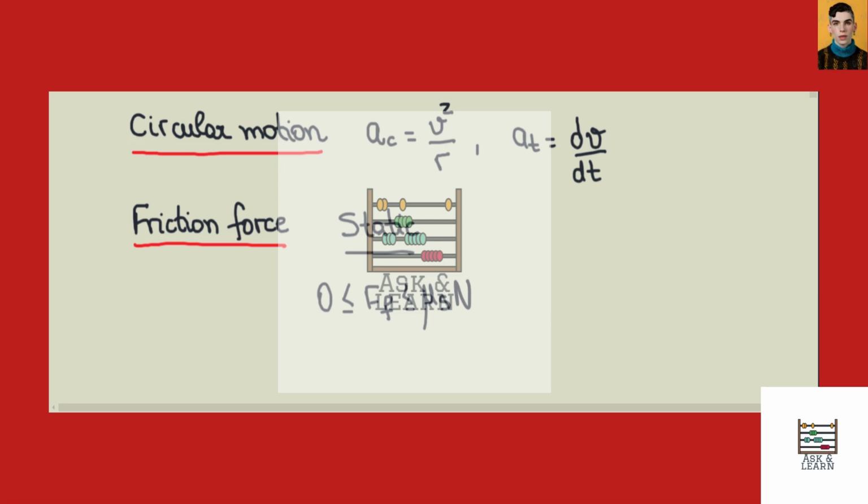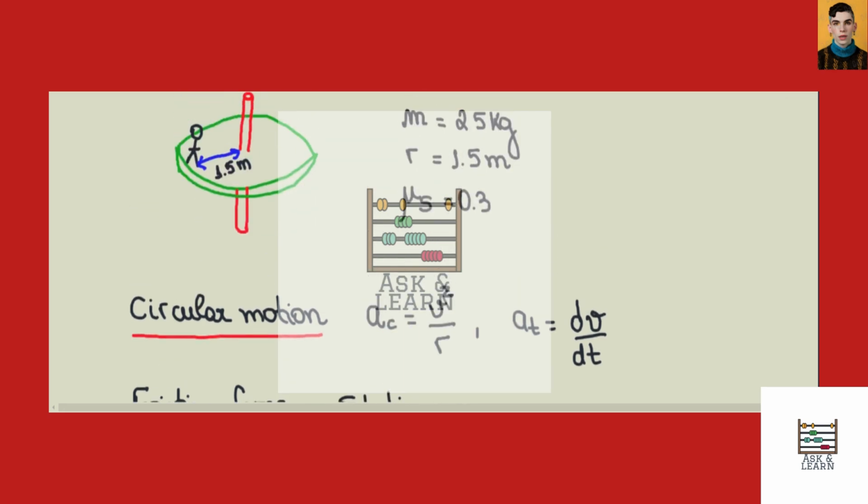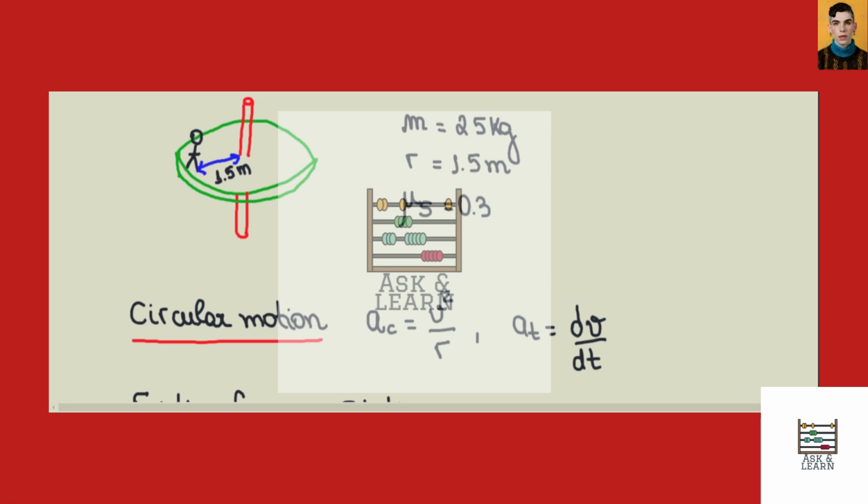And for the static friction, the object must be still. If there's a force that acts in the same direction of the friction force and is greater than the static friction, the maximum static friction force, then the object starts to move. And that's what we need to know in order to solve the exercise.